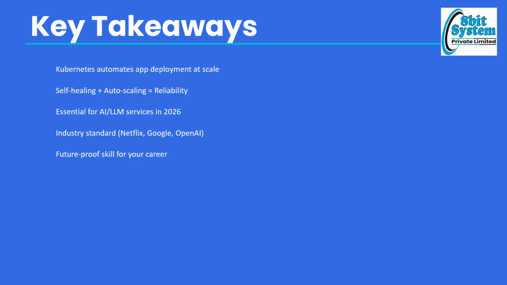So the key takeaways we can follow. Let me summarize everything into 5 key points. First, Kubernetes automates deployment at scale. Instead of managing servers manually, you describe the desired state and Kubernetes makes it happen. Second is self-healing and auto-scaling. We can call it reliability.